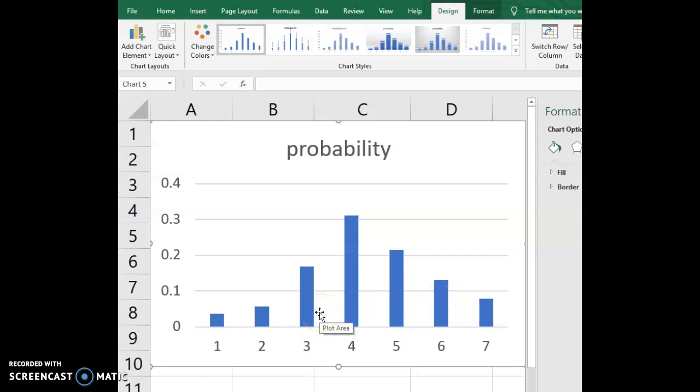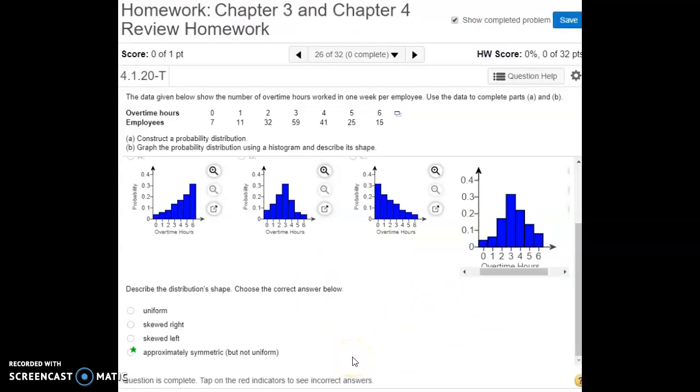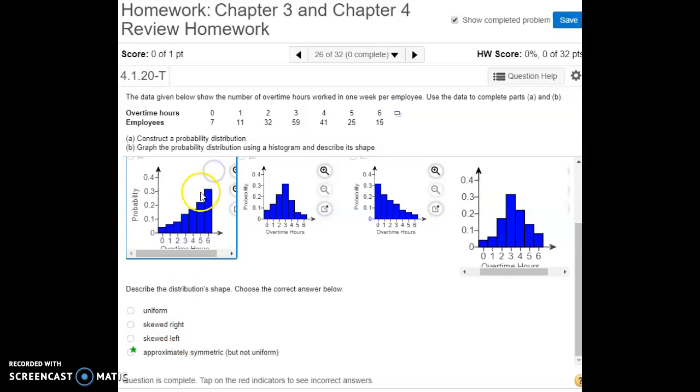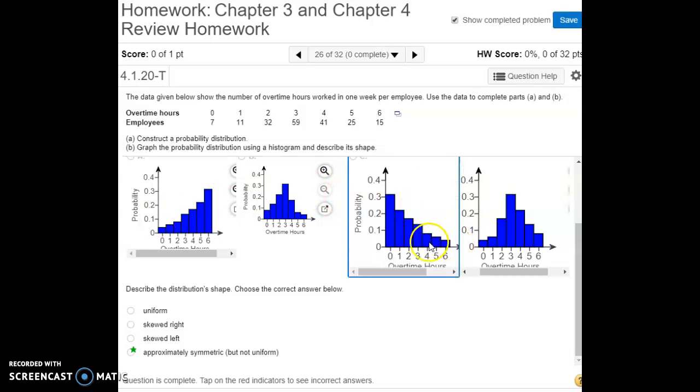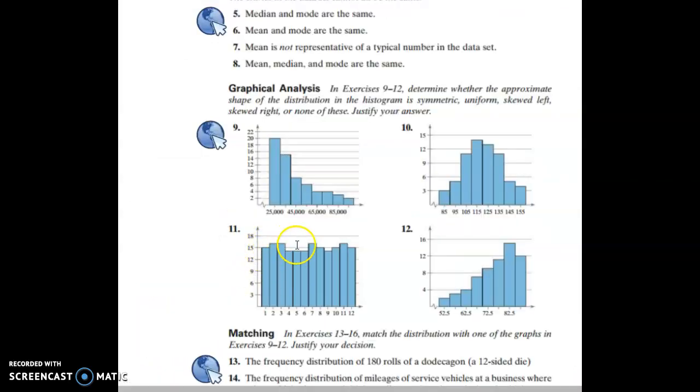And this is looking pretty symmetric. It doesn't have perfect symmetry on the right and left, but it is approximately symmetric. Something like this would be skewed to the left because it trails off to the left. Something like this here, we would call it skewed right because it trails off to the right. And then for uniform, a uniform distribution is the same all the way across. It's uniform. It doesn't change as we look at it left to right. So skewed right, skewed left, approximately symmetric, uniform.